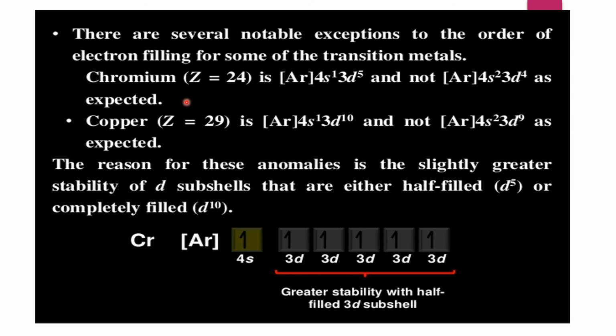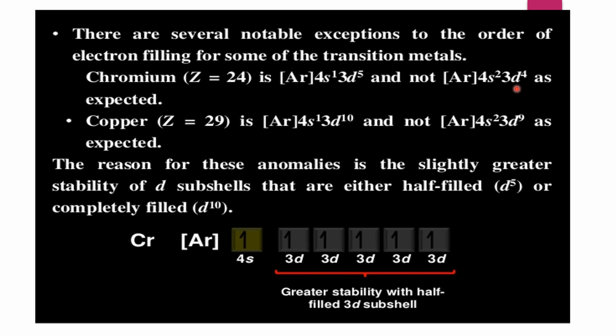Chromium, whose atomic number is 24. Here you can see that chromium Z is equal to 24. You know that atomic number is denoted by the letter Z. So here the atomic number of chromium is equal to 24, and its electronic configuration is represented as Ar, that is the electronic configuration of argon, 18, plus 4s2, 20, and then 3d4, so 24 is filled.